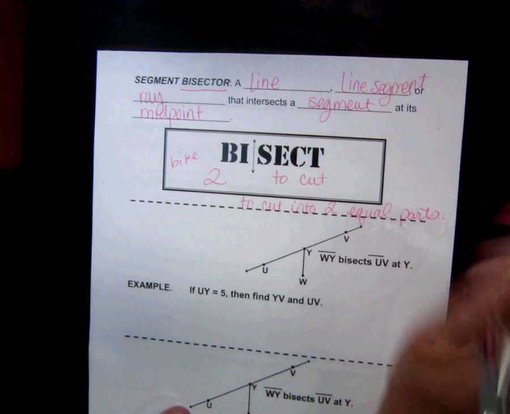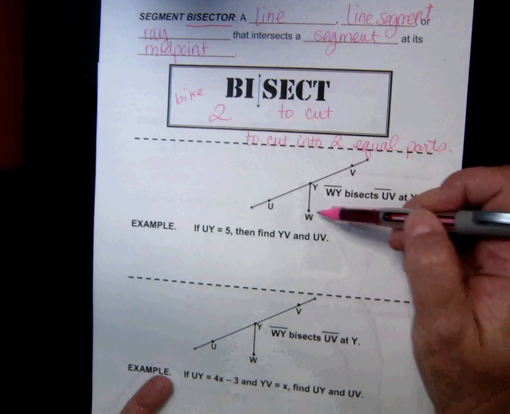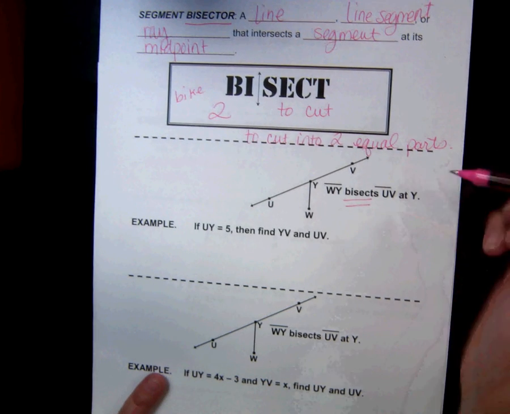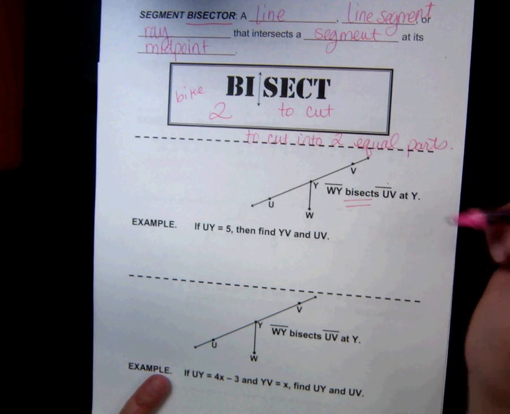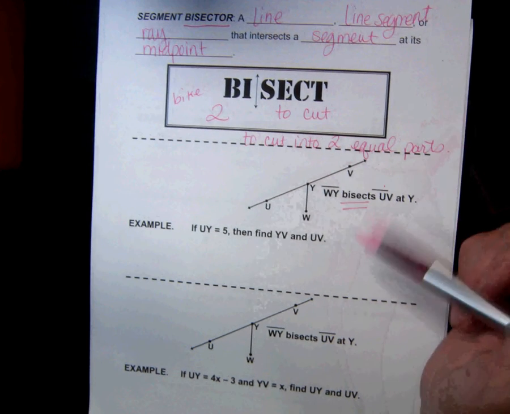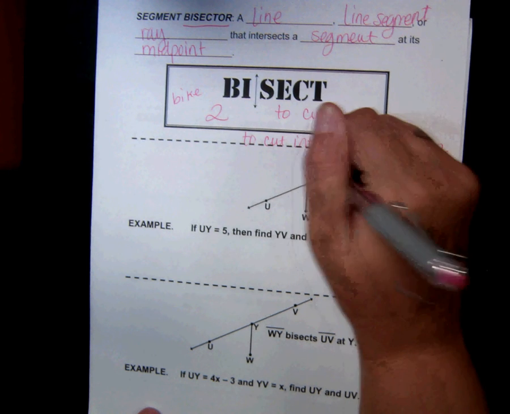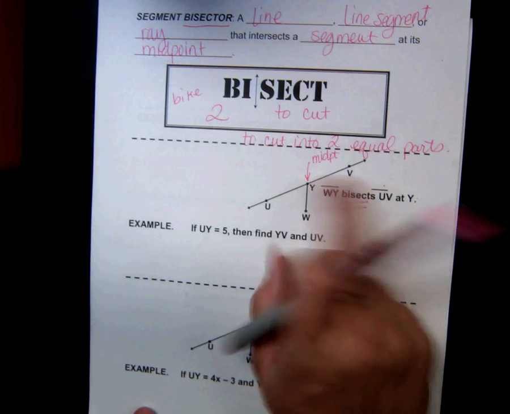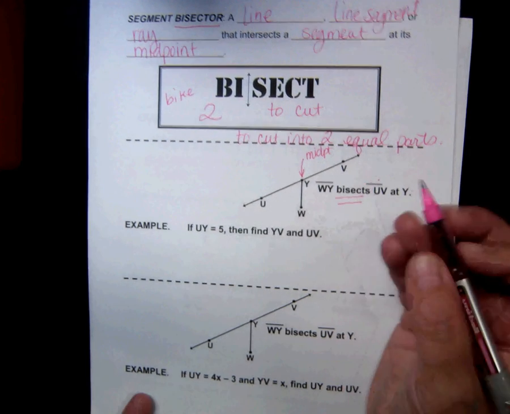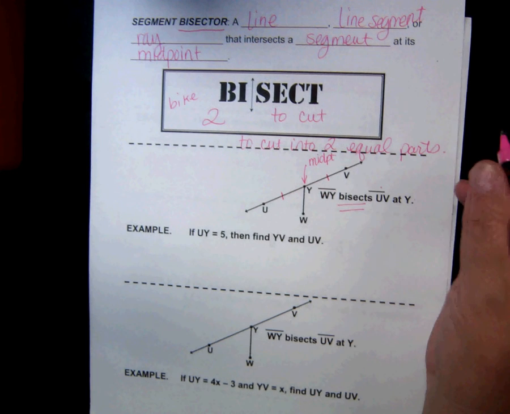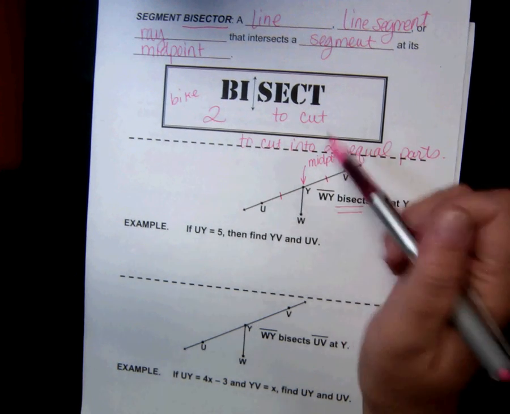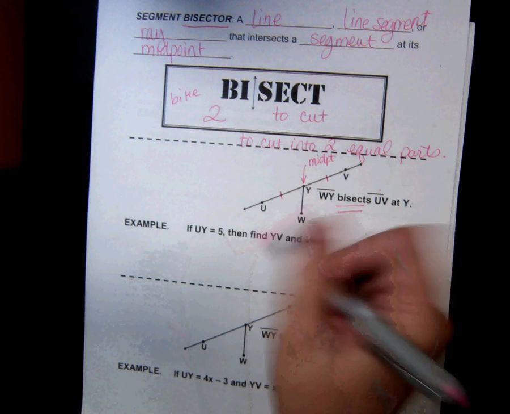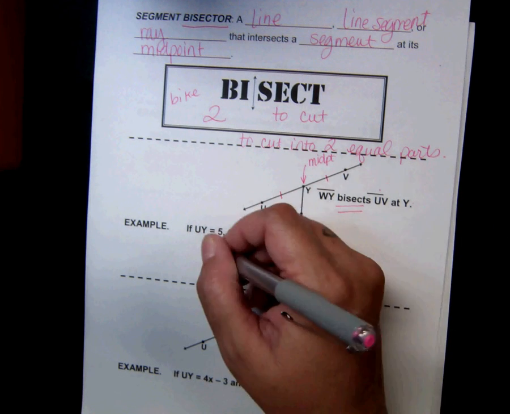Let's practice. They tell us right here that segment WY comes in and bisects, which means it cuts UV into 2 equal parts at Y. So essentially Y becomes the midpoint. And we know that we cut this into 2 equal parts, so we can go ahead and put our tick marks because these two would be equal. UY is going to be congruent to YV. And they tell us right here when we go to label that UY is 5.